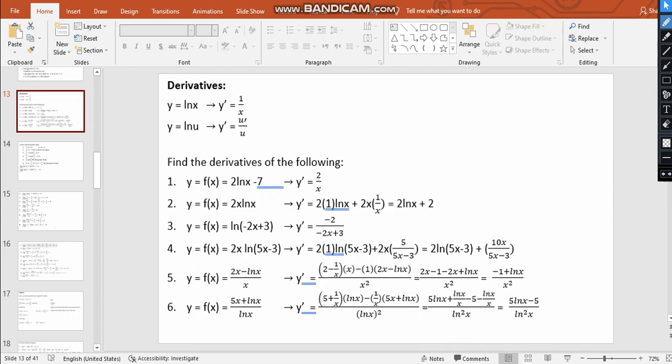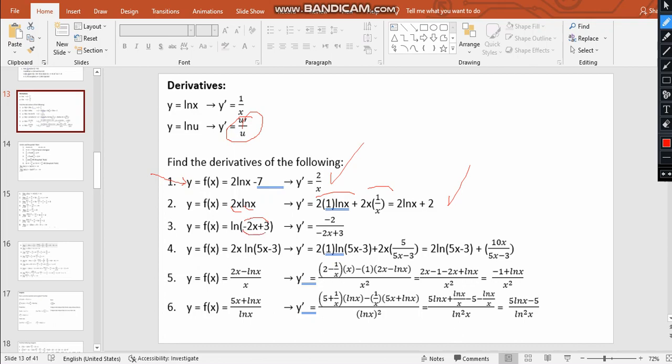Derivative of logarithm: the derivative of ln x is 1 over x, and the derivative of ln u, by the chain rule, is u prime over u. So here, the derivative of ln x, as we said, is 1 over x, so 2 over x. Here it's of the form u times v. The derivative of 2x is 2 times ln x, plus 2x times 1 over x, so you're going to get 2 ln x plus 2.